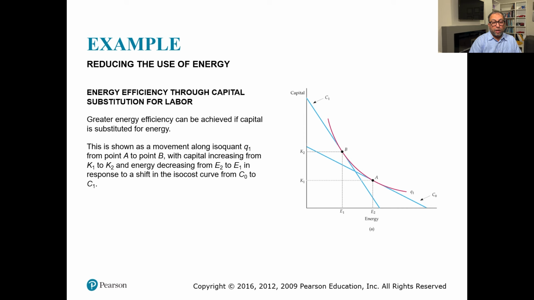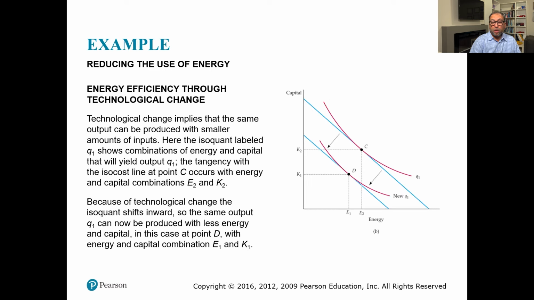Now we are explaining this with an example, like there is a firm that is using capital and energy. Energy efficiency through capital substitution for energy. Greater energy efficiency can be achieved if capital is substituted for energy. So this is shown as a movement along the isoquant Q1 from point A to B, with a capital increase from K1 to K2 and energy decrease from E2 to E1, leading to a shift in the isocost. So that's the same thing that we discussed in our first example of this tangency point.